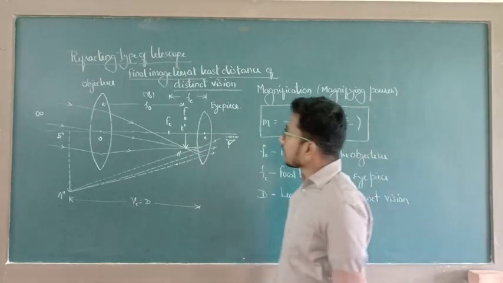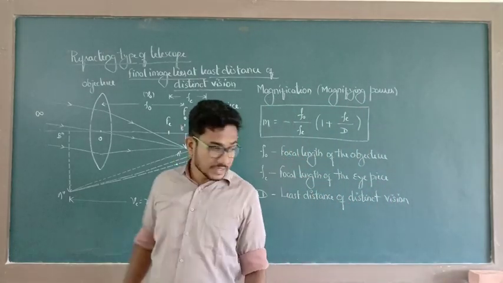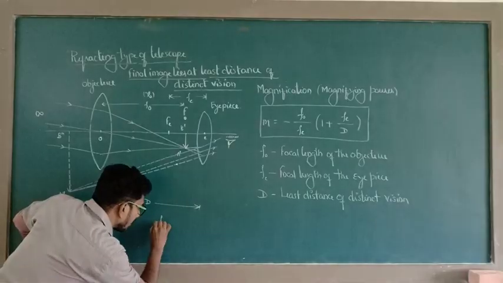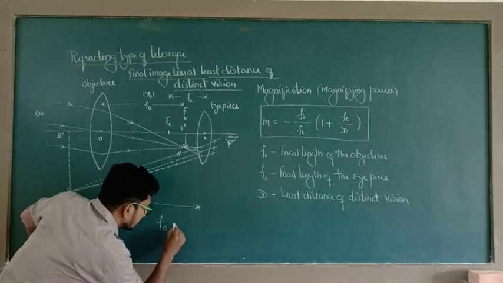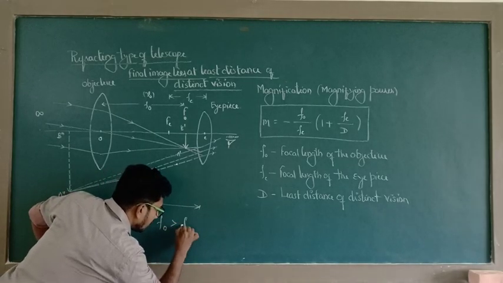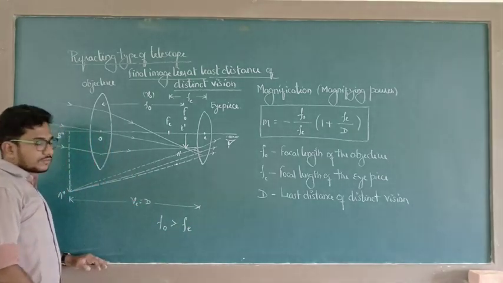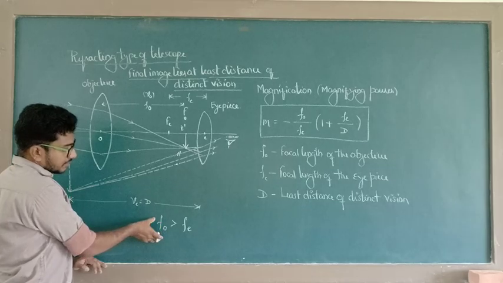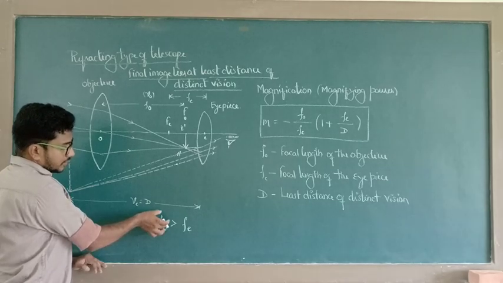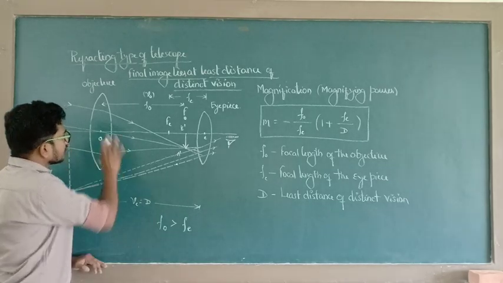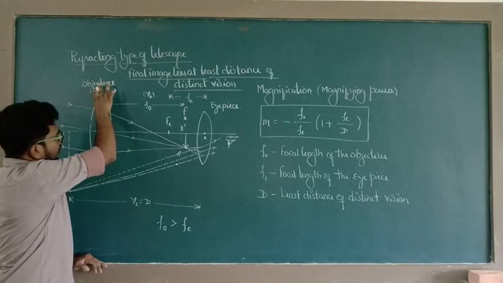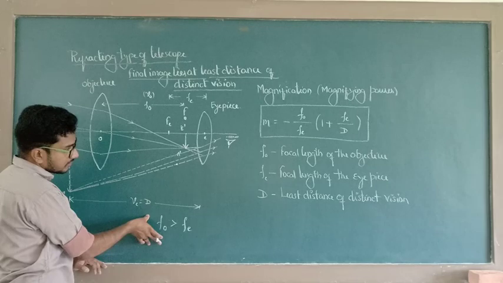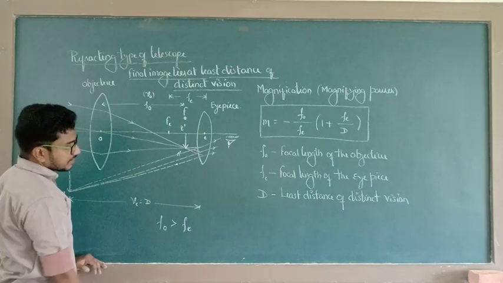So here the focal length of the objective is greater than the focal length of the eyepiece. The objective has a greater focal length and aperture as that of the eyepiece.